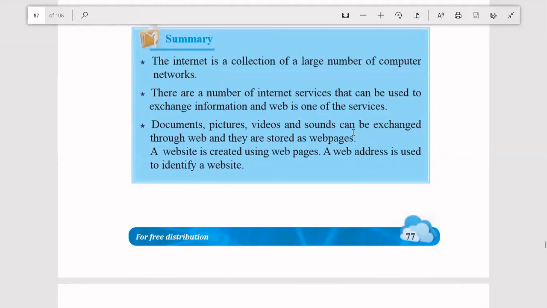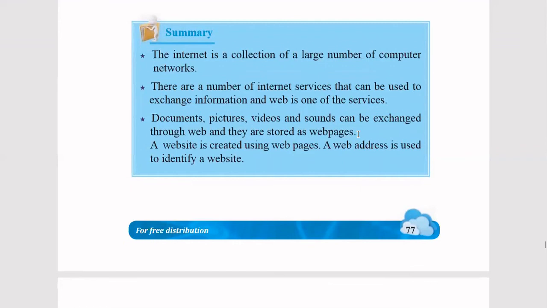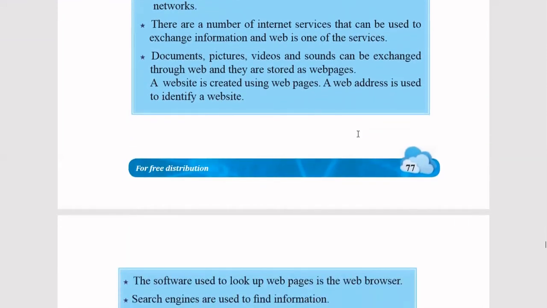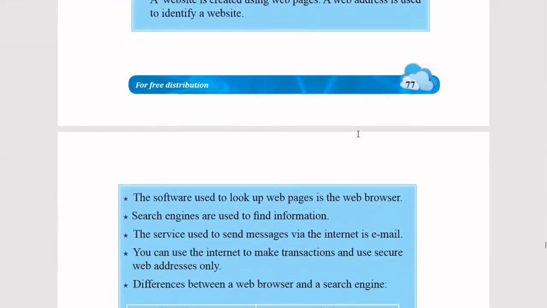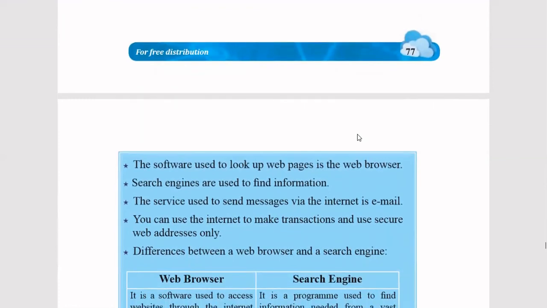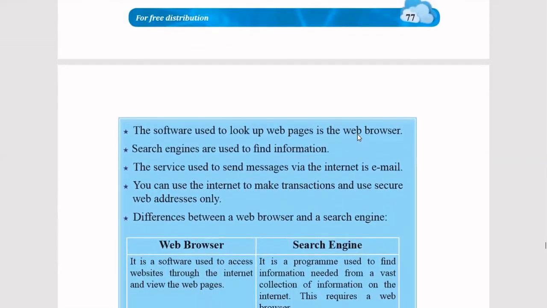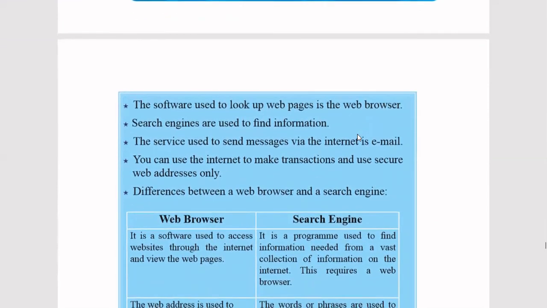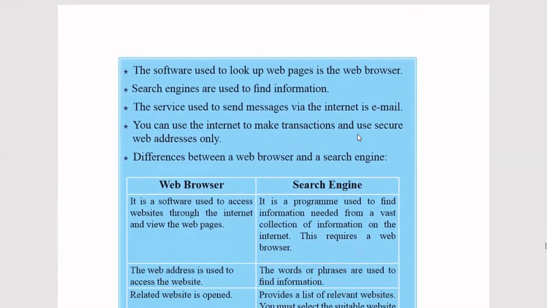And we talked about what is a web page and what is a website. A web page will have a lot of resources in it, like text, images, video files, audio files, like that. And a collection of a lot of web pages, we call it a website. And we use a web address to identify each website. So we need a web browser. That's the application software we use to access the internet and look at websites. For example, Google Chrome, Mozilla Firefox, Internet Explorer, like that.